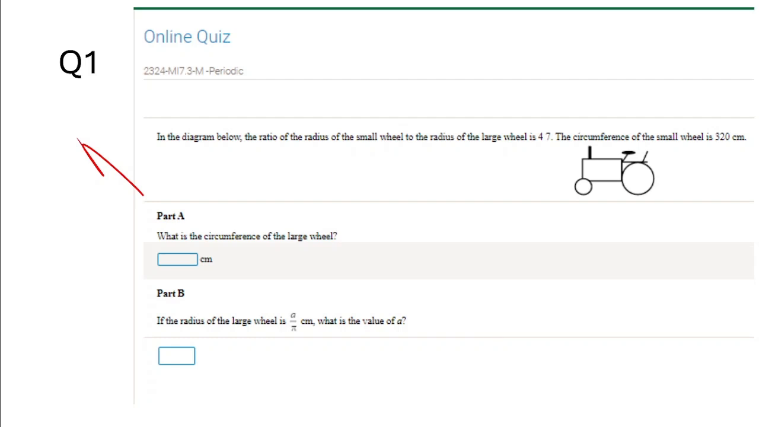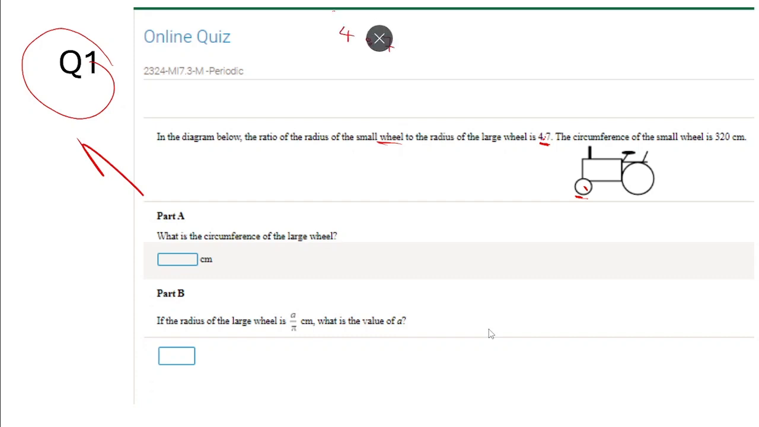Now we'll start answering question section 7.3 circles. So we'll start with question number 1. In the diagram below, the ratio of the radius of a small wheel to the radius of the large wheel is 4 to 7. So the ratio here is 4 to 7.